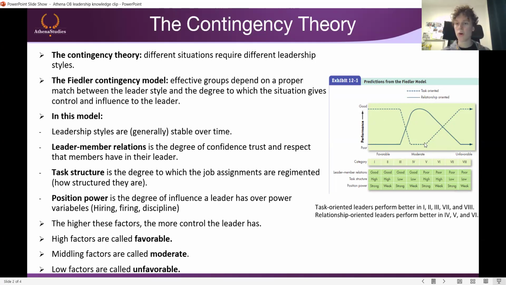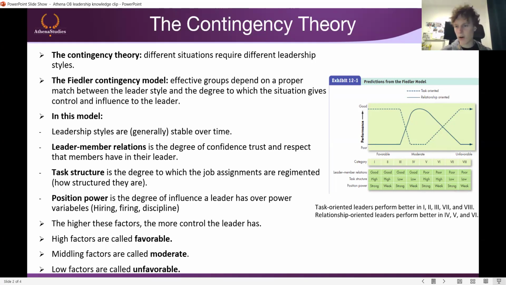But when we start moving on to our moderate situations, so that's 4, 5, and 6, we can see that task-oriented leadership goes way down. The performance becomes way worse, and this leadership style becomes way more ineffective. Meanwhile, our relationship-oriented style reaches its peak right here, showing us that in moderate situations, it's preferable for a company to pick a leader that has a relationship-oriented style, because they are just better in situations where you may not have all three factors at the most favorable level.